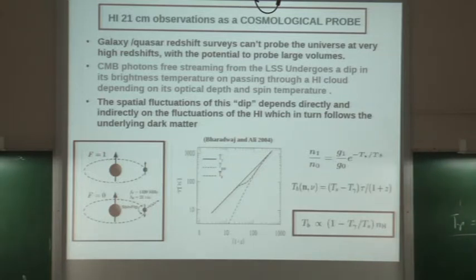So this is, say, a CMBR photon, and this is the present we are looking at, and there is a neutral hydrogen cloud sitting over here. This neutral hydrogen, as this photon passes, emits and absorbs radiation, and thereby increases or decreases the temperature of the CMBR.